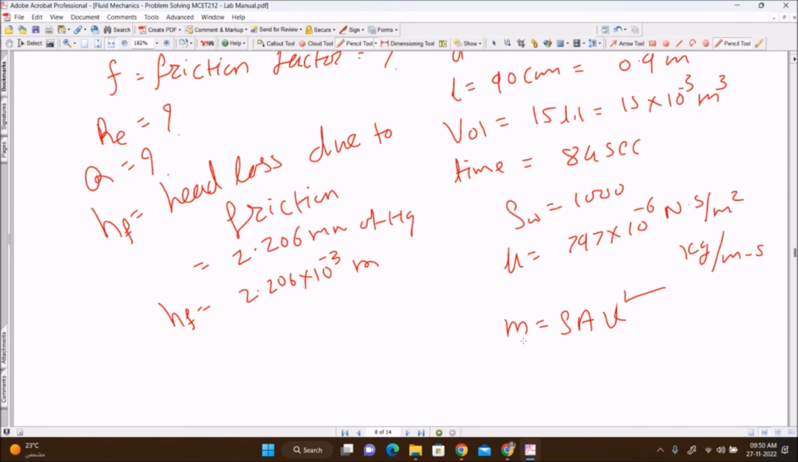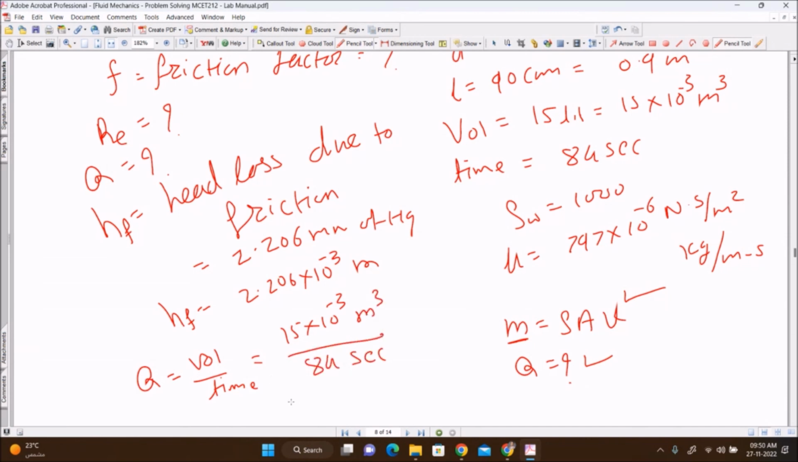So here think about what is given. Either mass is given or discharge is given. How can I calculate mass or discharge? Here it is very easy to see discharge Q. Q is volume by time, meter cube per second. Volume is 15 liter, 10 to the power minus 3 meter cube. Time is 84 seconds. So I will get discharge equal to 1.786 into 10 to the power minus 4 meter cube per second.